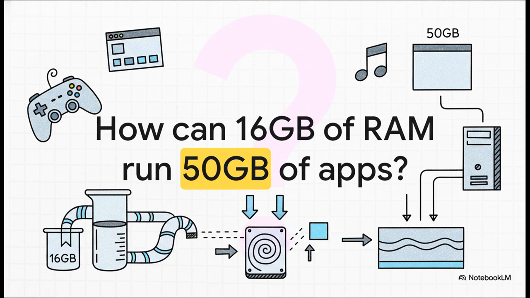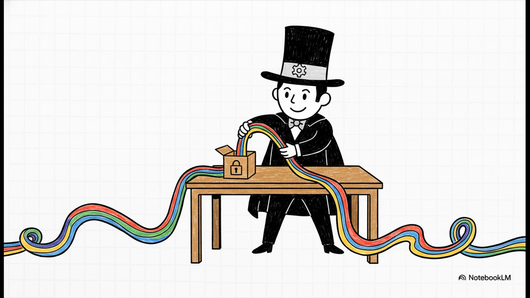You've got a game open, a web browser with like 100 tabs, Spotify, a video editor, and when you add it all up, it's way, way more memory than your computer physically has. How is that even possible? It feels like it's got to be breaking the laws of physics, right? Well, you're not wrong. In a way, it is doing the impossible.